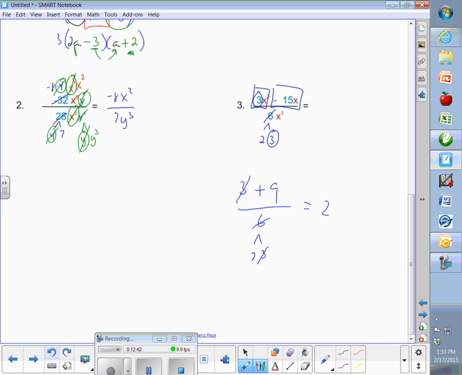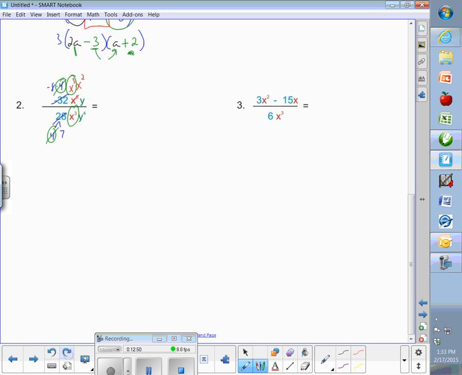That 3x squared minus 15x, it's a binomial. They are tied together by addition. So you cannot do that. So don't do it. Don't do it. I got to catch up with all the stuff I just erased. Okay? So you say, Mr. Scarfy, what do you do? You factor. Factor the numerator, factor the denominator, and divide out common factors.